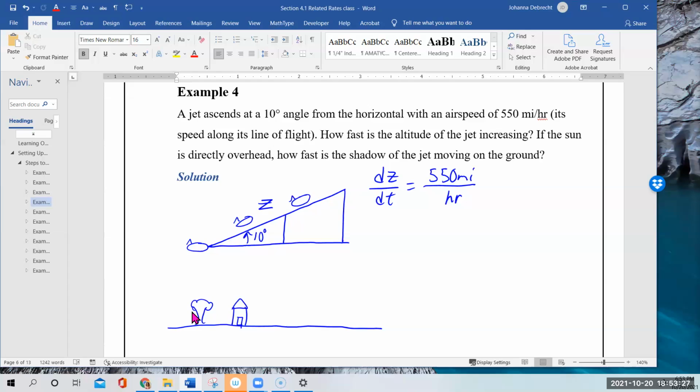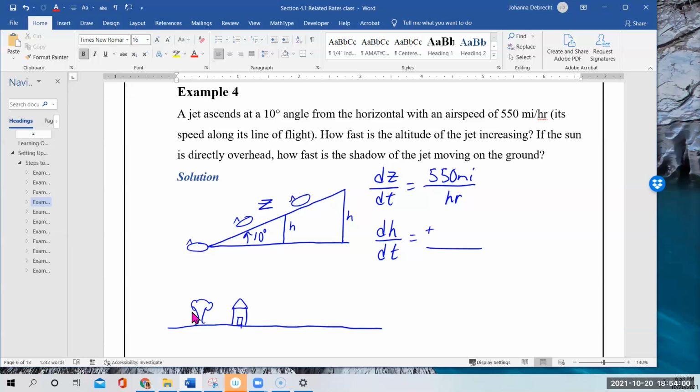That means that this distance here is h. As time goes by, h gets larger and larger. How fast is the altitude of the jet increasing means we're looking for the rate of change of the height of that triangle with respect to time. And because it is increasing, we expect the rate of change to be positive. Now let's take a look at the second question.